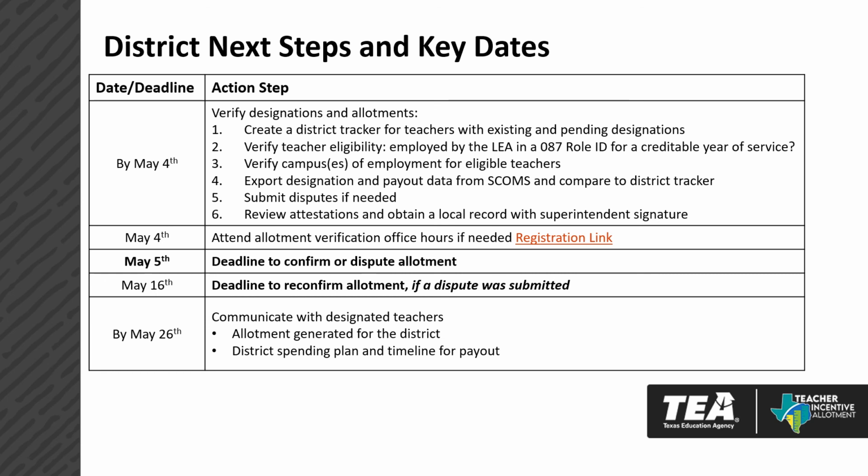May 5th will be the deadline to confirm or dispute your allotment. May 16th will be the deadline to reconfirm the allotment if you had a dispute that required adjustments to your allotment amount. Then by May 26th, we ask that you communicate with all designated teachers the allotment they generated for the district and the district spending plan and timeline for payout.